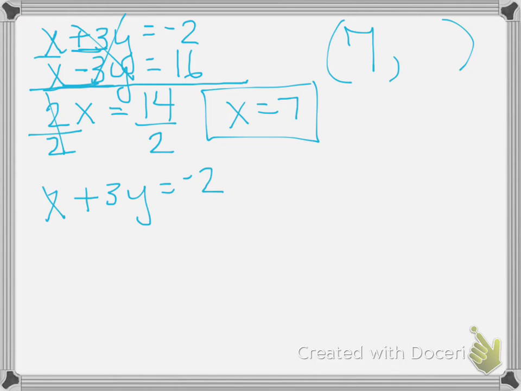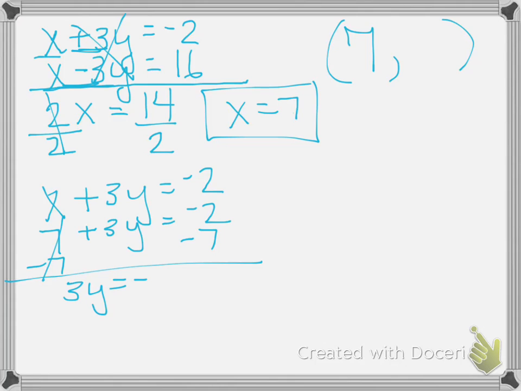Now I'm going to substitute that 7 where the x was. So there's 7 plus 3y equals -2. Now I can solve it by subtracting 7 on both sides. Cancels out. 3y equals -9. Divide by 3 on each side, and y equals -3. So let's put a -3 here. Very nice. That was 7 comma -3.